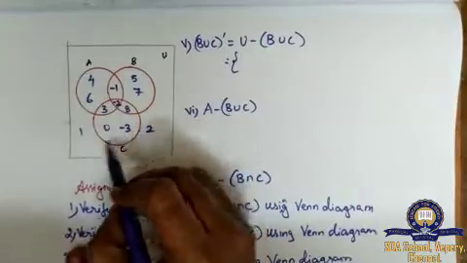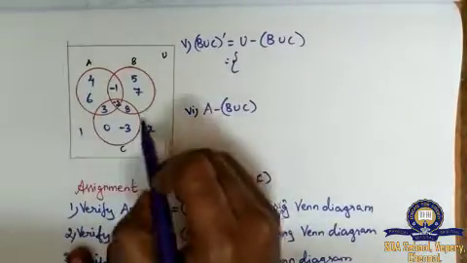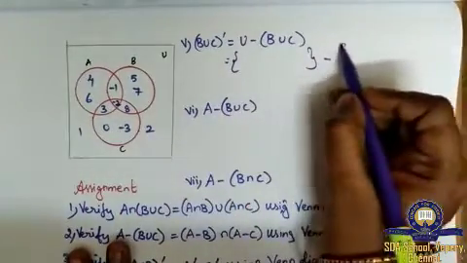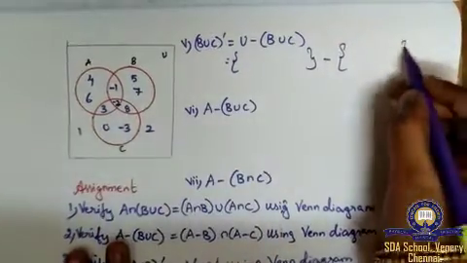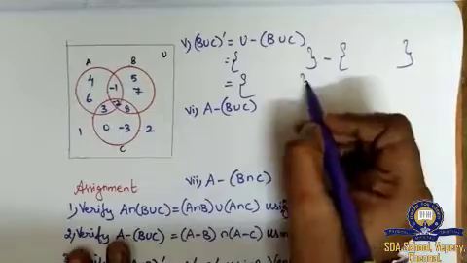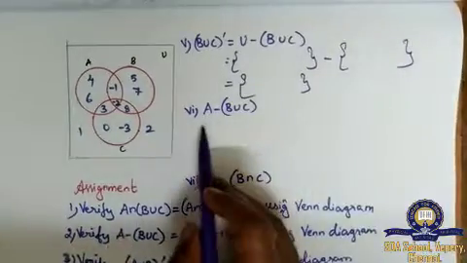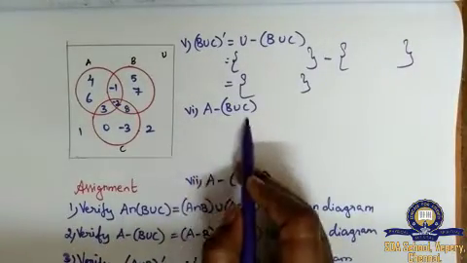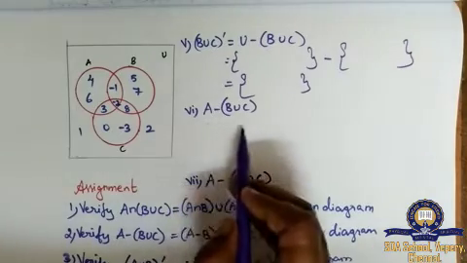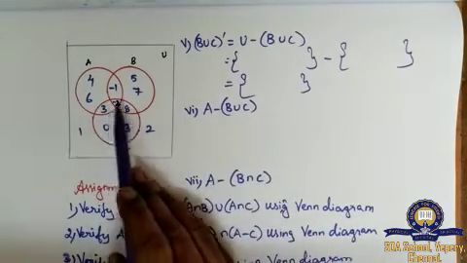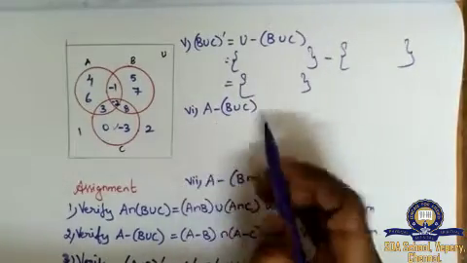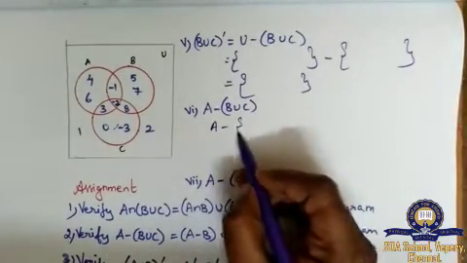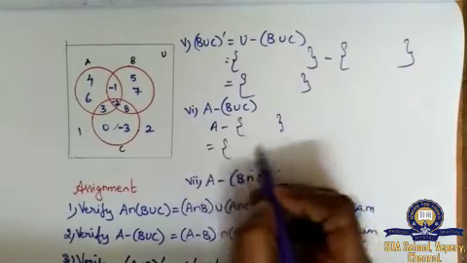U value means what? Whatever values are given in the full diagram, you have to write those values minus B union C. Combine the B set and C set and write the values. Then subtract and get the values. Same way, next question, A minus B union C. See, B union C you have got from here, right? Then subtract and get it. Find out the A minus B union C value. Then subtract and find out.